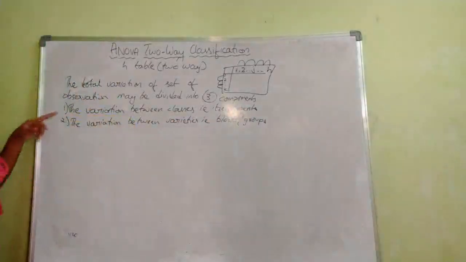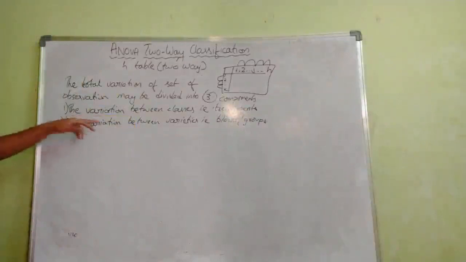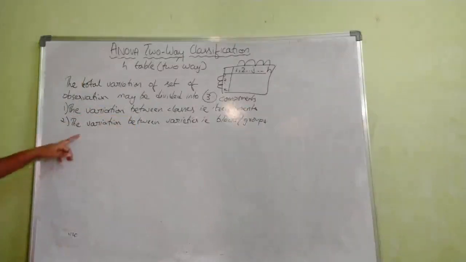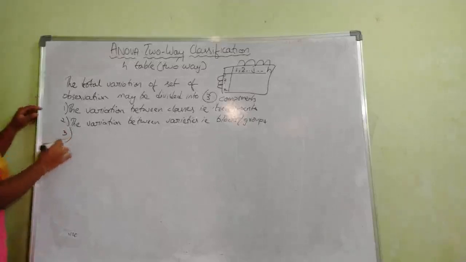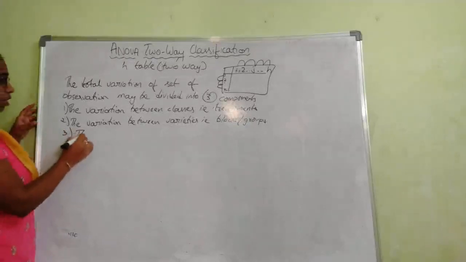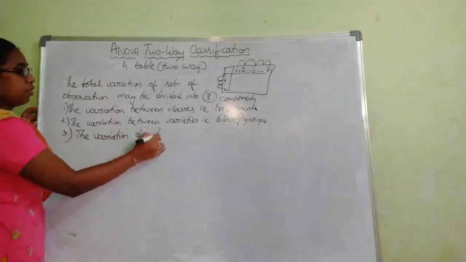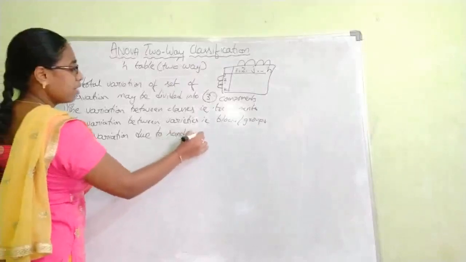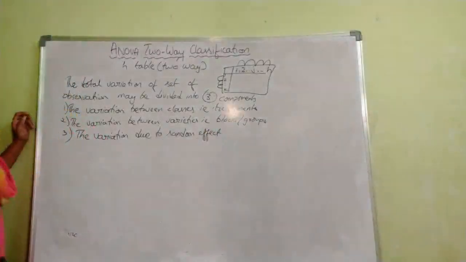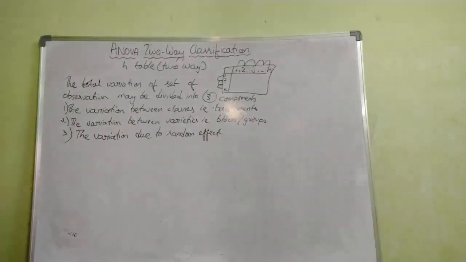So the variation between the classes, that is treatments, and next the variation between the varieties, that is the blocks or groups, and the third one is the variation due to random effect. So the variation between the classes, the variation between the groups or blocks, and the variation due to the random effect. These are the three types of variations we are going to get in the ANOVA two-way classification.